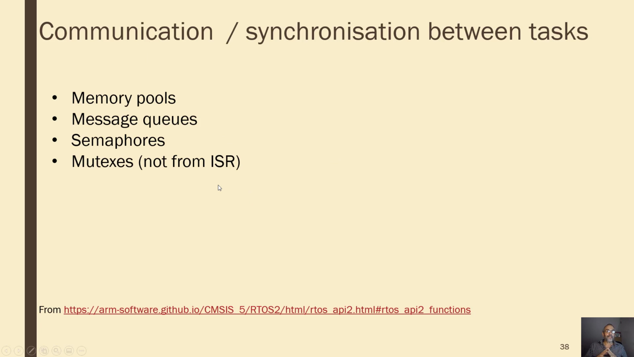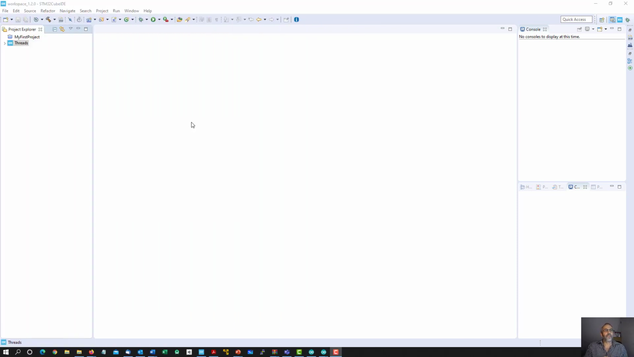What we do need then are ways to make tasks communicate and synchronize with each other. And for that, we have memory pools for shared data, message queues, semaphores, and mutexes. We will not cover them all. What we will look at are mainly mutexes and message queues. Well, let's have a look at how this all works in STM32CubeIDE.